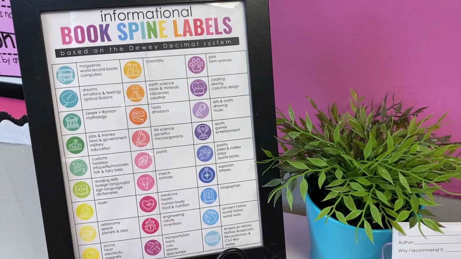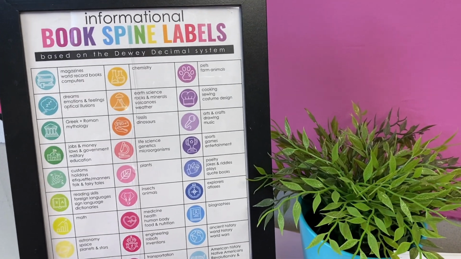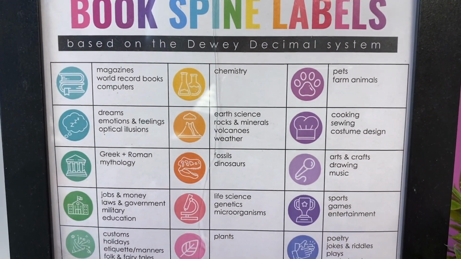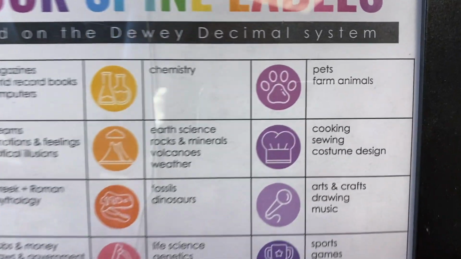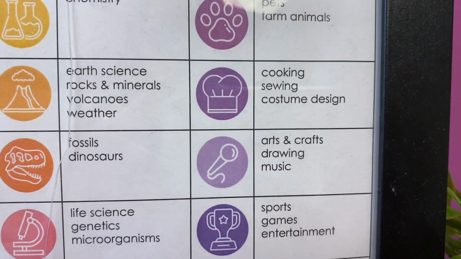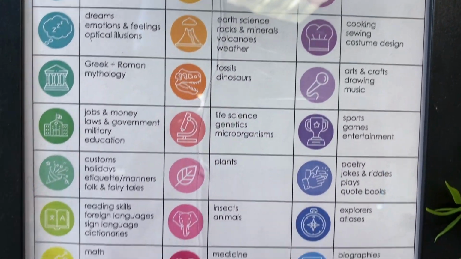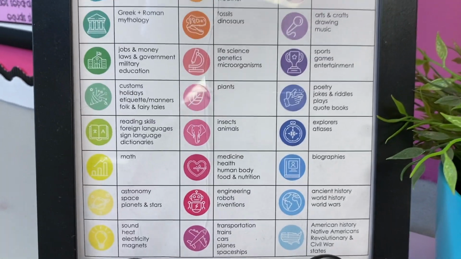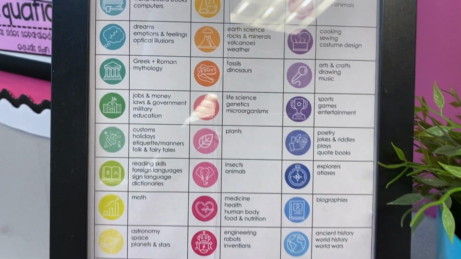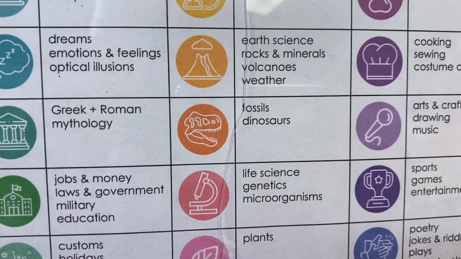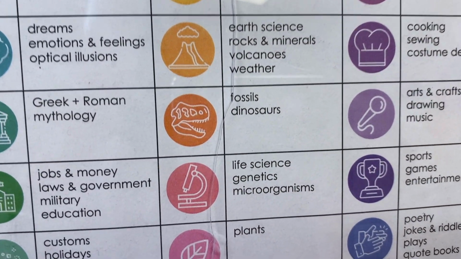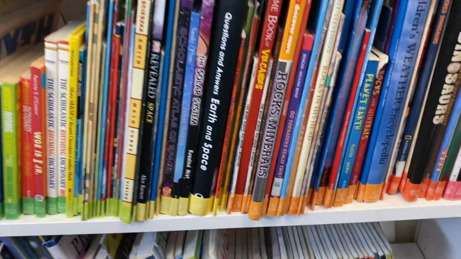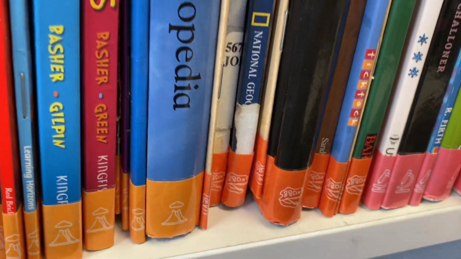So what I did is I broke down all the books in the Dewey Decimal System, and I tried to sort them into different categories that I thought worked well together. So you can see, like, I kept pets and farm animals together, cooking, sewing, costume design, and then each section has a different icon that goes with it. So if students are looking for books and they know that they really like books about dinosaurs, they're going to look and see that the dinosaur books have this orange label with a dinosaur skull on it, and then they can go down to the bookshelves to locate that section.